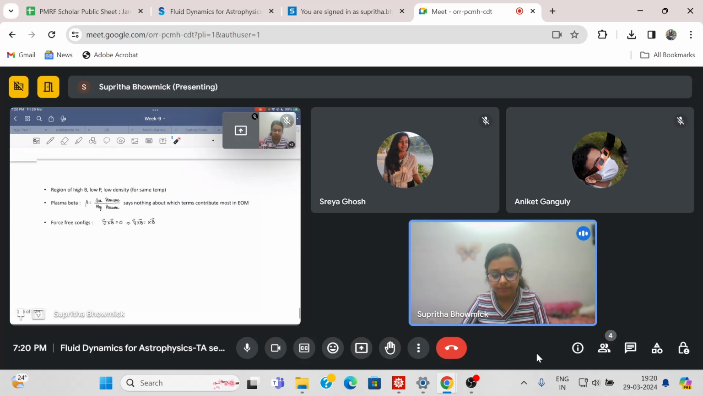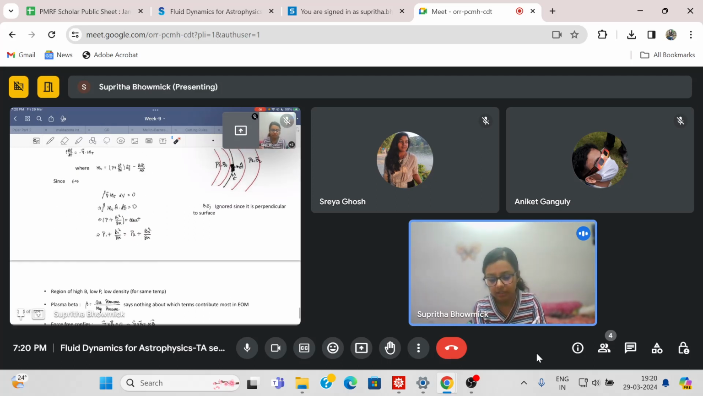Okay. A few more things. Plasma beta. So you realize that we have defined various dimensionless quantities along the way in this course. One such dimensionless quantity is plasma beta, which is defined as the gas pressure divided by the magnetic pressure.